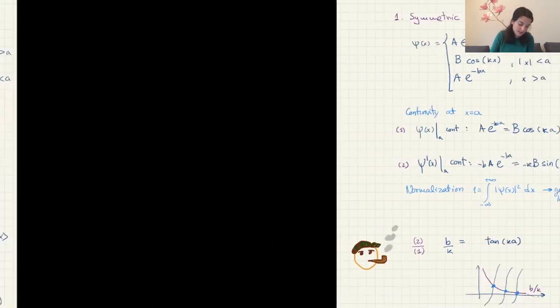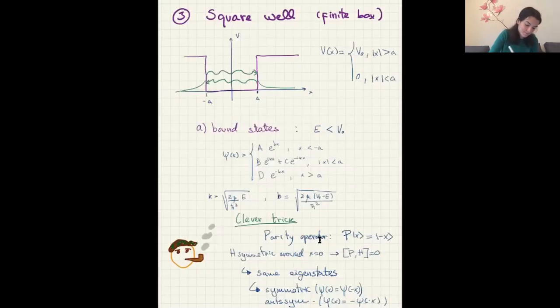Good. So it's the same here, and what does this tell us? Well, if you remember what k and b are, maybe we can just look at them here. We don't need to take them to the other side. So this depends only on the energy. b depends on the energy and on the potential at this point.